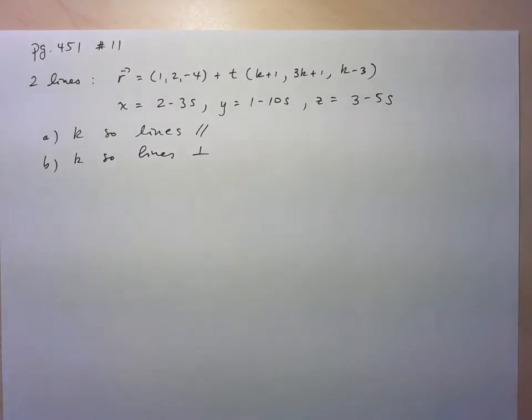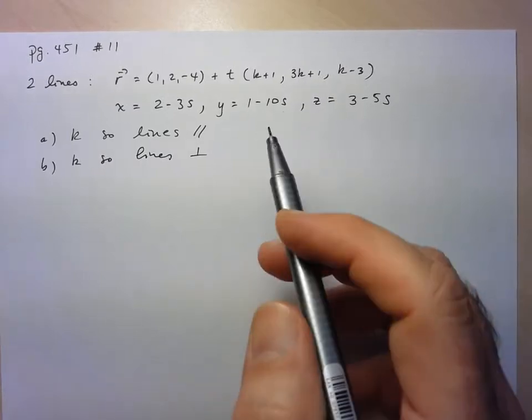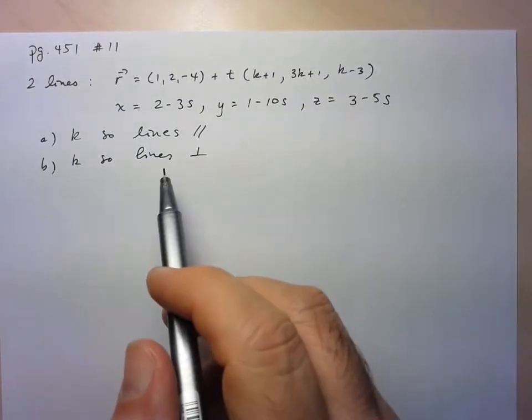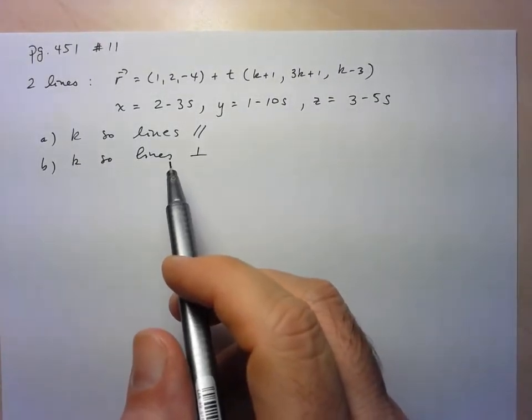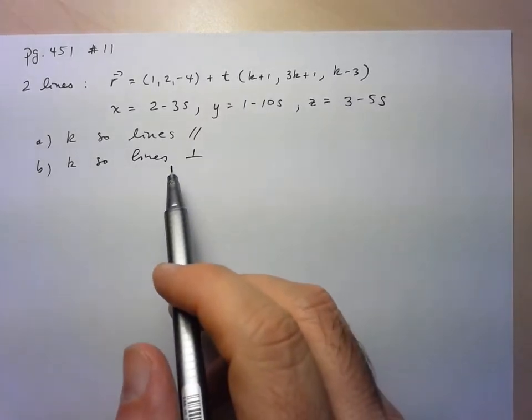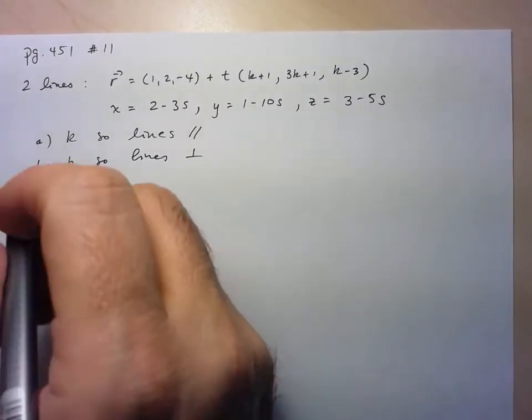Hi folks, we're going to take a look at number 11 from page 451. So they give us these two lines, and in A they want us to find the k value that makes them parallel, and in B the k value that makes them perpendicular. Okay, so let's start with A.